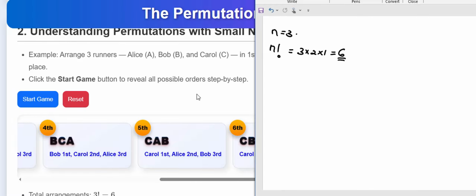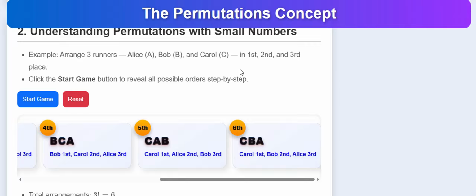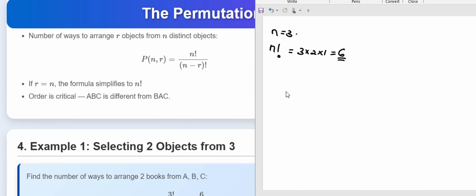That was just a review of factorial. Now we can go to the concept of permutation. In permutation, what we mean is how many ways we can arrange r items from n distinct items. For example, if I have n items, say just 3, how many ways can I arrange 2 of these items and retain order?